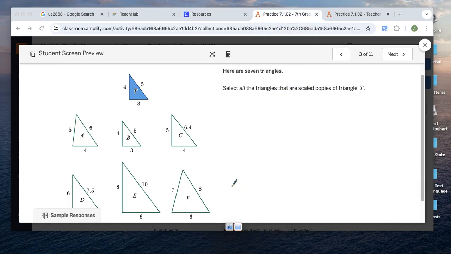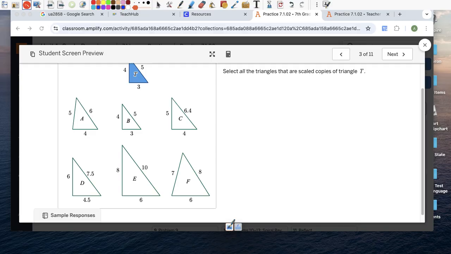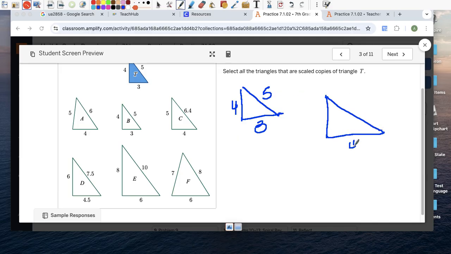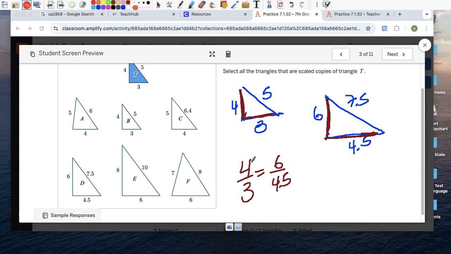There's one here. Okay, here we go. Let's see if that one's a scale copy. So again, here's the original. This was 4, this is 3, and this is 5. And it grew to 4.5, 6, 7.5. So the easiest way, I guess, is to set up a proportion. I'm going to take these two sides here in this triangle. So that ratio, 4 over 3, is it equal to 6 over 4.5? Okay, you can cross multiply.